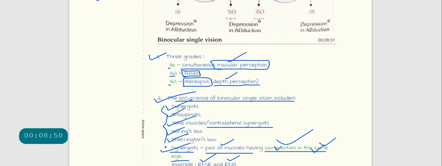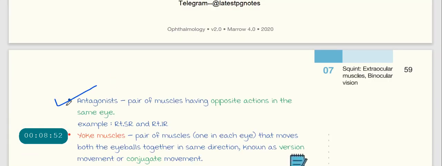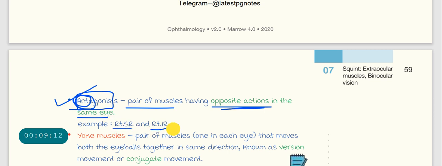Then comes antagonism. What is antagonism? The name itself tells us, antagonist. So opposite action would be seen over here. The same pair of muscles but having opposite action in the same eye. For example, right superior rectus and the right inferior rectus. Rectus both, so opposite action, and we studied the action previously.